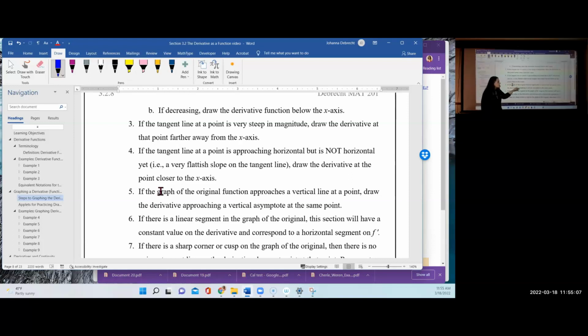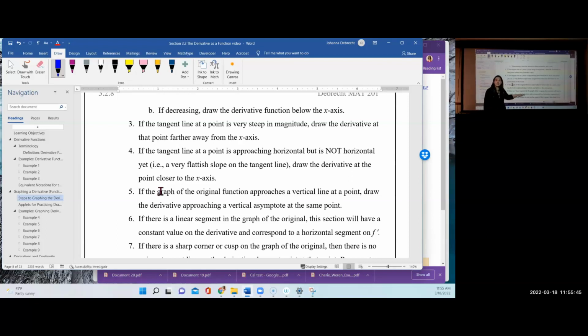If the graph of the original function approaches a vertical line at a point, then the derivative is approaching a vertical asymptote. We saw this on our very first example, the function the square root of x. As the square root of x came towards the origin, approaching from the right, the tangent line gradually got steeper and then it really got steep, approaching a vertical line. When the tangent line goes vertical, the graph of the derivative approaches a vertical asymptote.